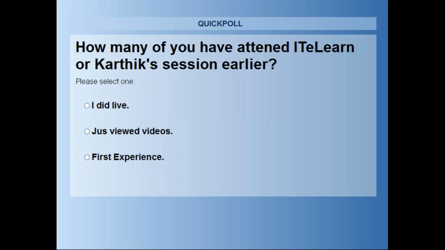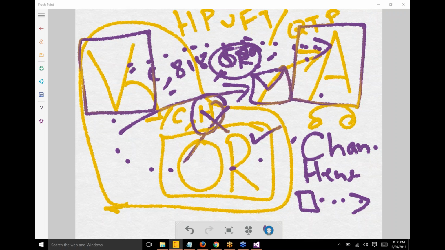So 65% votes in, 35% have slept or don't know what to vote. So please, I'm giving you 3 more seconds to vote in. There's only three options, team. You did a live training with me, you just watched videos, or this is your first experience. So it should not be rocket science at all. All right, can I close this poll now? 75% votes in, 80%, great. All right, 85%.